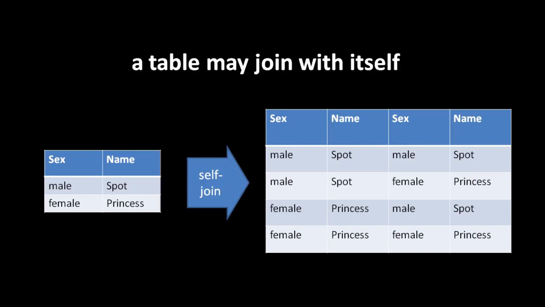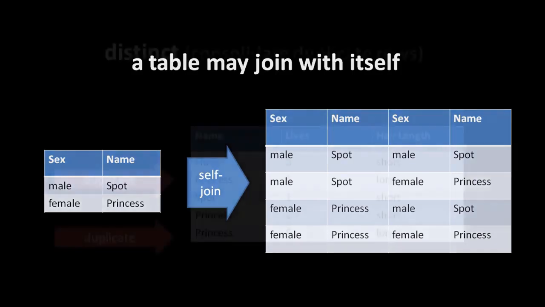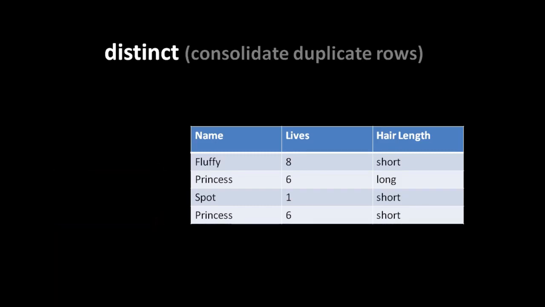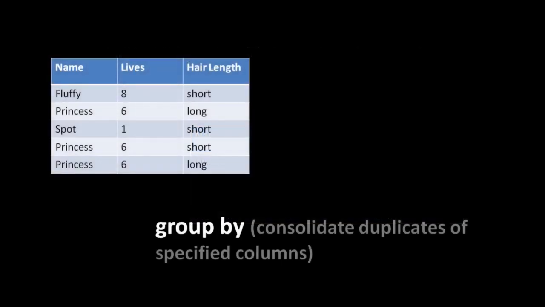There are a few more interesting things though we can do in our queries, such as filtering for distinct rows. In other words, getting rid of duplicates. In this table, for example, we have 2 rows where the values in each column are all the same. It's 2 cats named Princess with 6 lives and long hair. If our query filters for distinct rows, then these 2 rows consolidate into 1. In other cases, it may be useful to consolidate columns that only match in certain columns that aren't total duplicates.